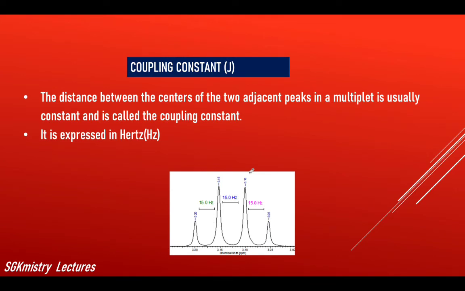So next is the coupling constant. Whenever there is splitting of the signals, the distance between the split signals is always a constant. Now here you can see this is 15 Hertz, here also there is 15 Hertz, here also there is 15 Hertz, and this is called the coupling constant. For a particular signal which is split into a doublet, triplet or whatever it is, the distance between the split peaks will be a constant. So that is called the coupling constant, called J, and it is expressed in terms of Hertz.